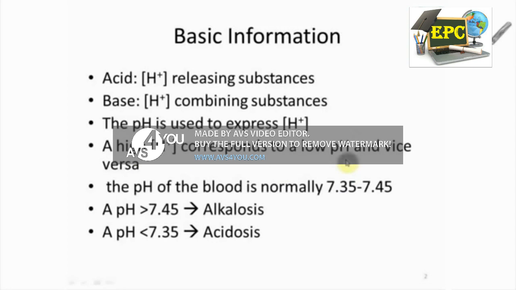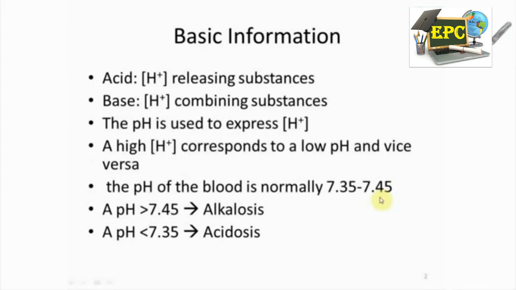Okay. Now, the pH of the blood is normally between these two ranges, 7.35 to 7.45. This is very important to memorize these numbers because later on we need to know in questions if we're in the normal range or increase or decrease. Now, a pH above 7.45 will give us alkalosis, and a pH below 7.35 is termed an acidosis.